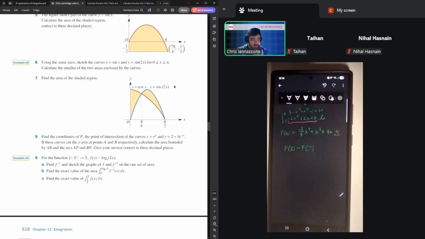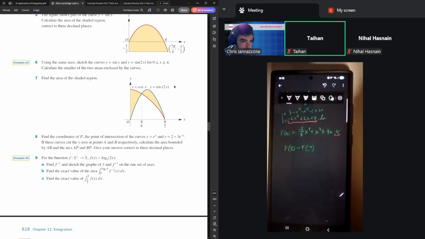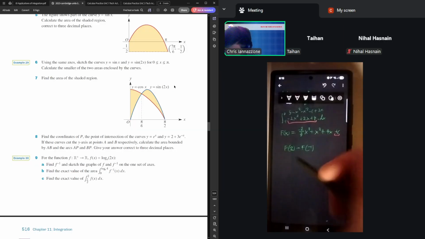So domain 0 to pi over 6 is going to be one of those. What's going to be top and bottom in that case? 0 to pi over 6. Red one on top, blue on bottom. That's it. As far as the actual curves themselves, we're going to have cos as the red and sine as the blue.